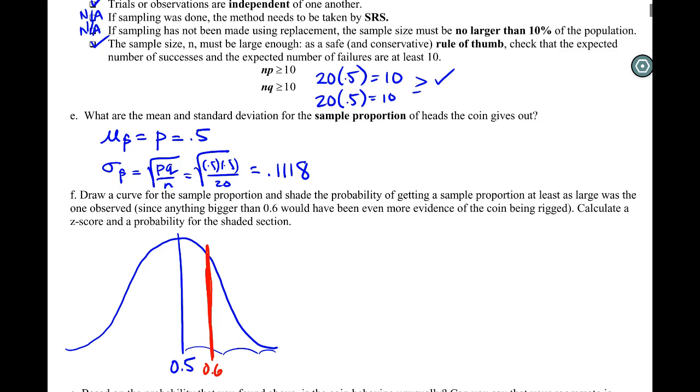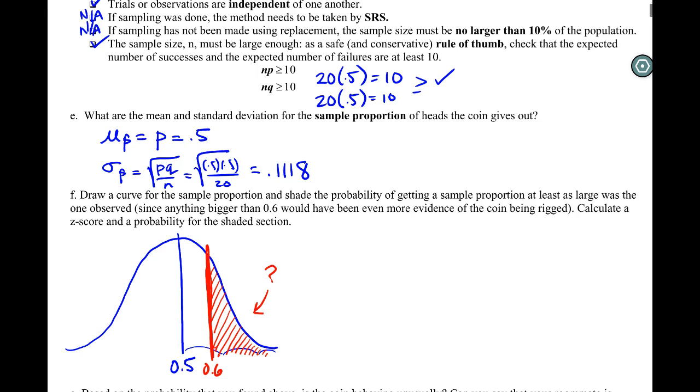Because what we got was 0.6. But if we'd gotten anything worse than that, it also would have been evidence for us showing that there's something weird and it's giving out more heads than we want. So we're going to shade this direction because we wanted to show that our coin is giving more heads than we expected. So in this case, let's go ahead and calculate a z-score and a probability, just so we can have both pieces of evidence.